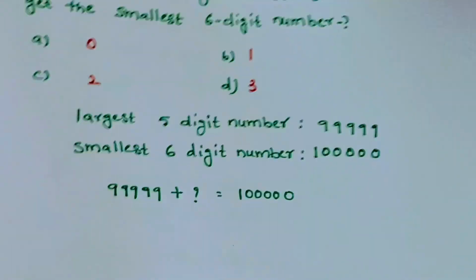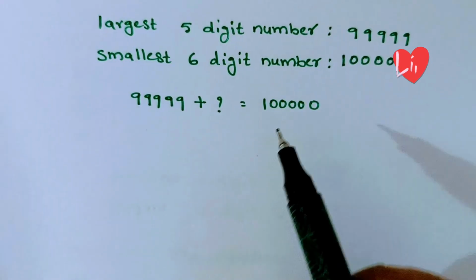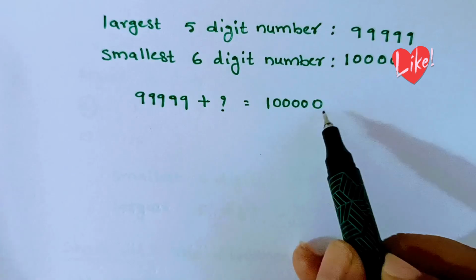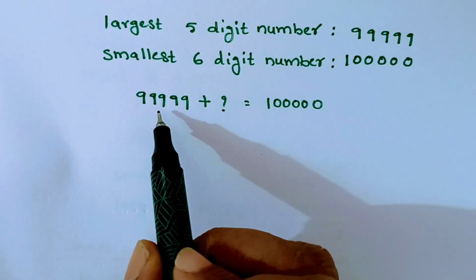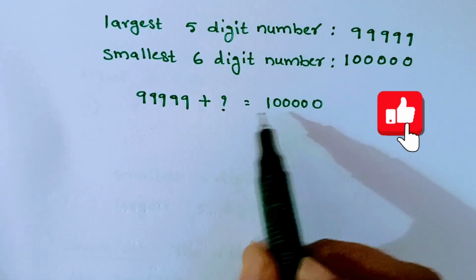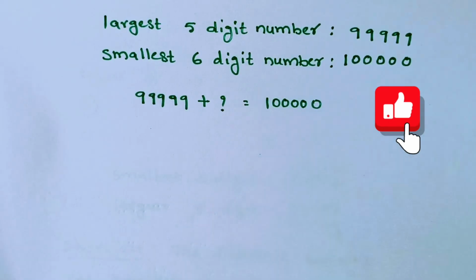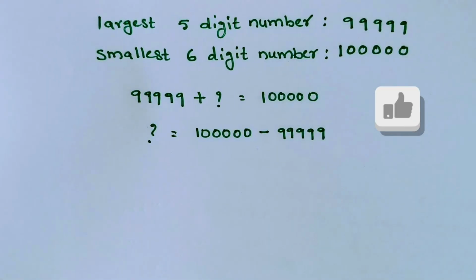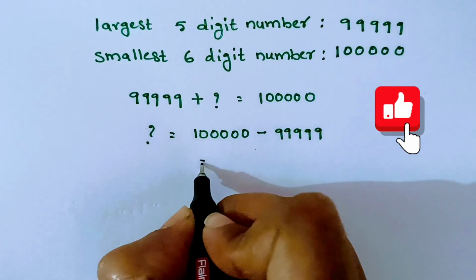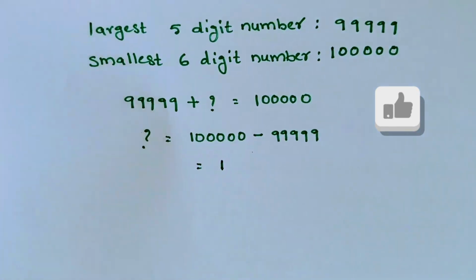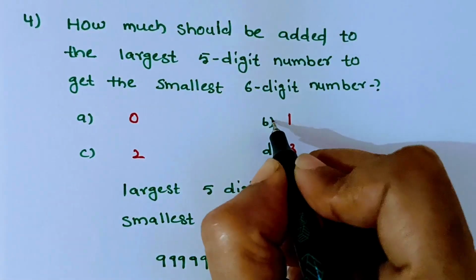So the answer is 1. Where is that answer? Option B is the answer.